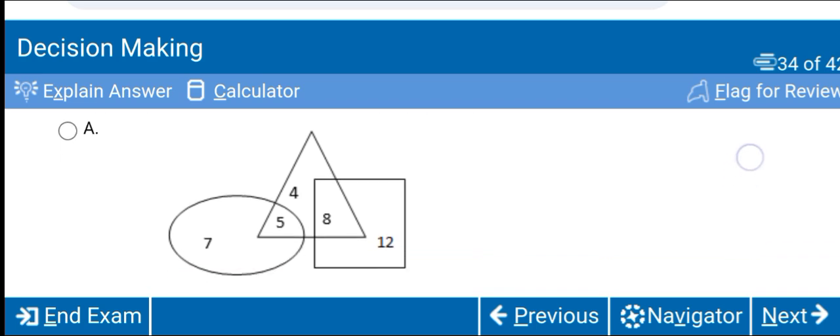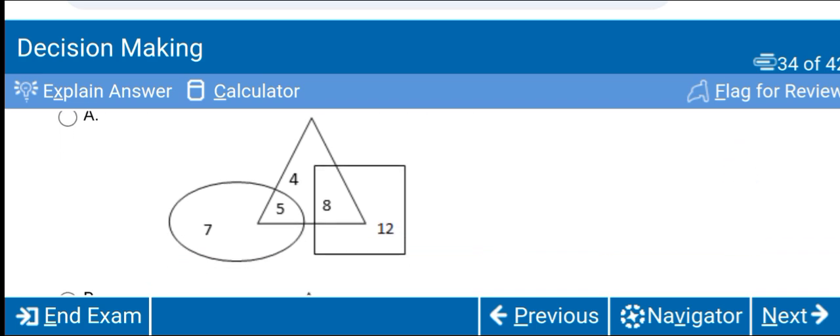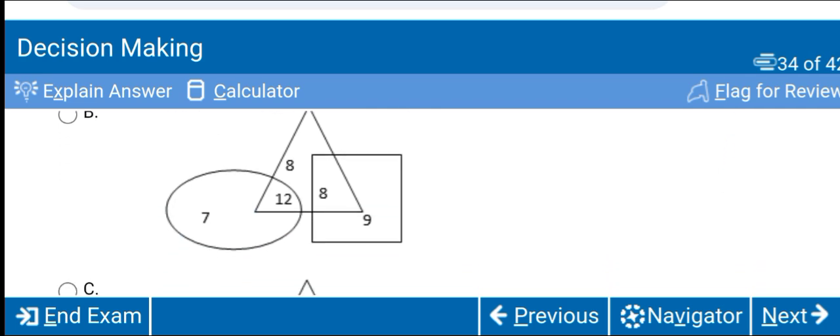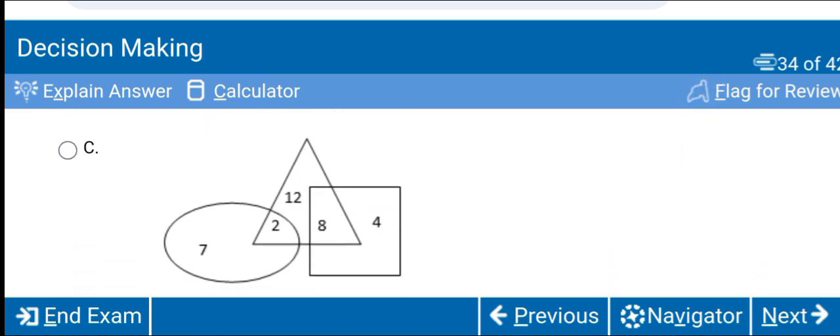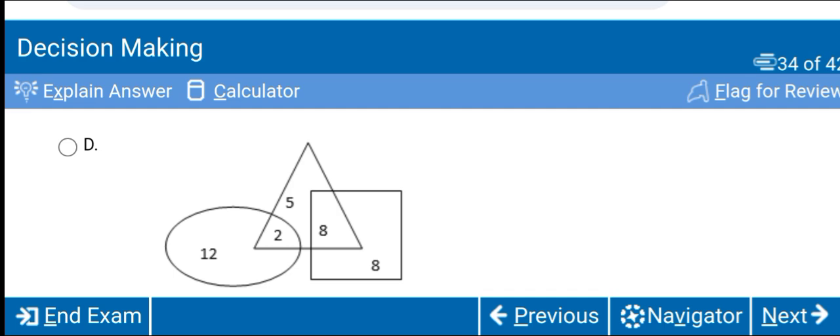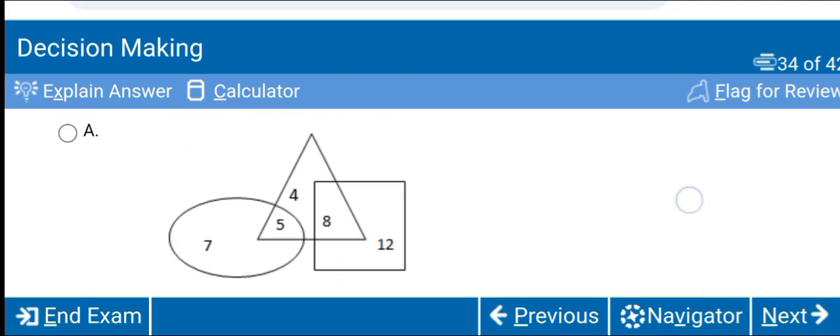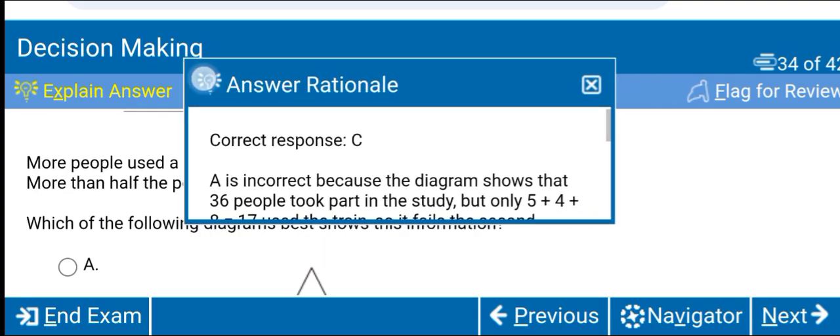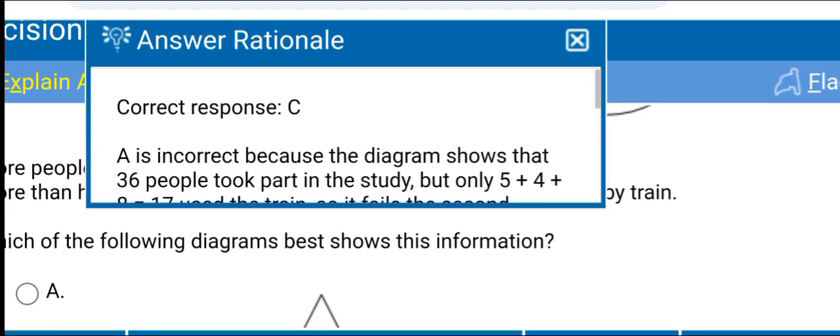First we have option A with these shapes and the numbers. Then we have option B representing this diagram, option C representing this diagram and the number of people, and option D with this diagram. So let's see which diagram best relates the information given in the above lines. Here we have option C as the correct option.